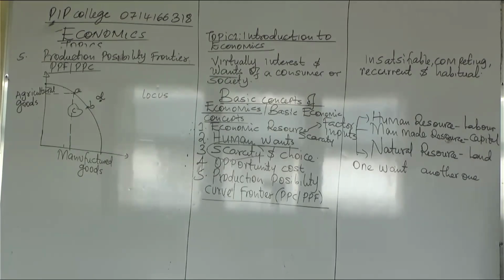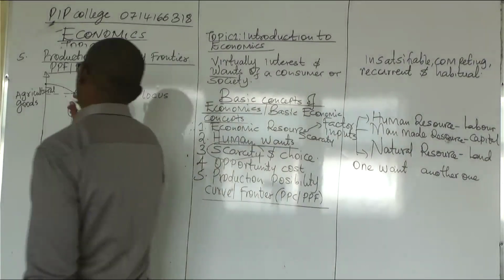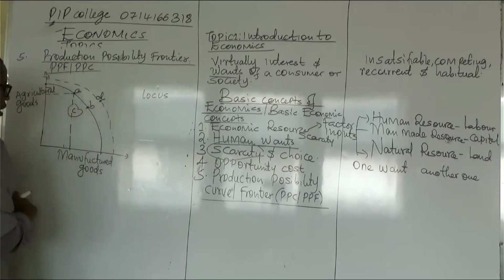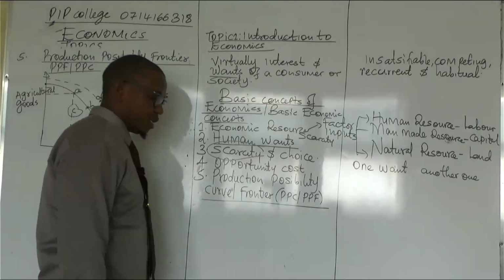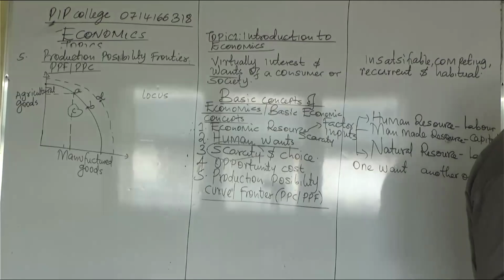thus pushing or shifting the curve outwards. Now, this is what we mean. If it shifts the curve outwards, you can include that as illustrated by the dotted line.